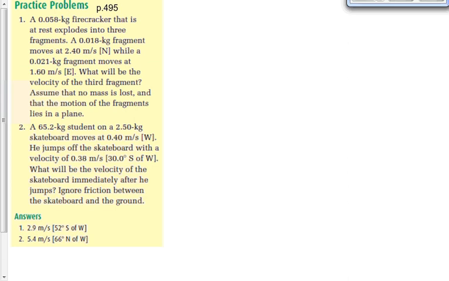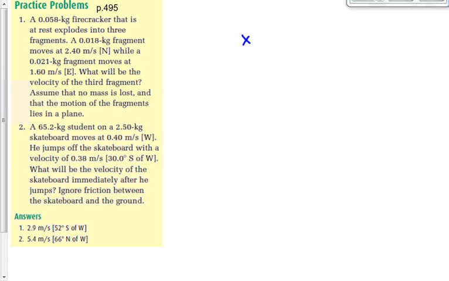Okay, let's take a peek at number 1 then. Number 2 we'll go over in due time, but we'll hold off on that one for now. It says a 0.058 kilogram firecracker that's at rest explodes into 3 fragments. One goes north, one goes east. Where's the third one go? Let's draw a picture. This is our explosion point.